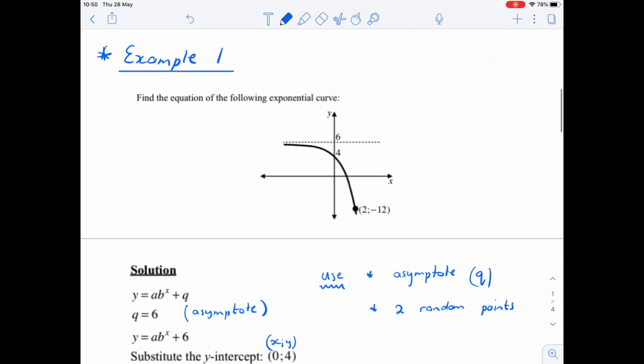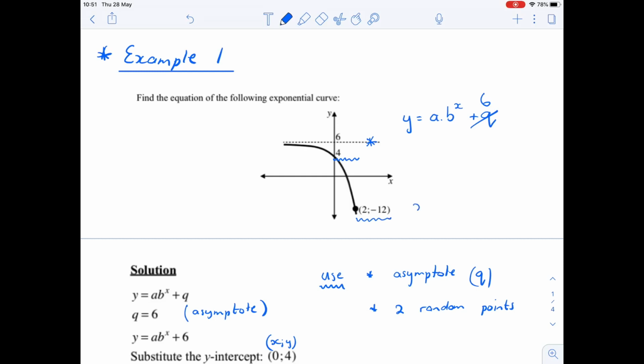So if we move on to our first example here, find the equation of the following exponential curve. Now, before we even start, I want you to try and remember our standard equation. y equals a b to the x plus p, which we don't use, plus q. Now, immediately, asymptote is 6. So that can be 6. And then we've got this point here to substitute and this point here.